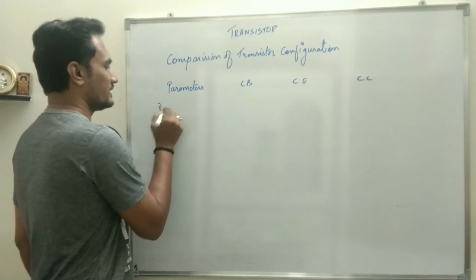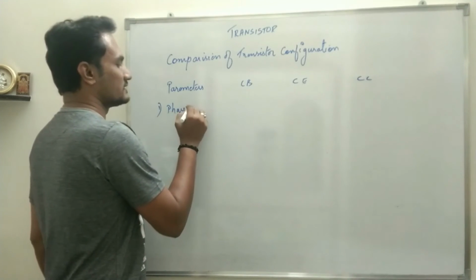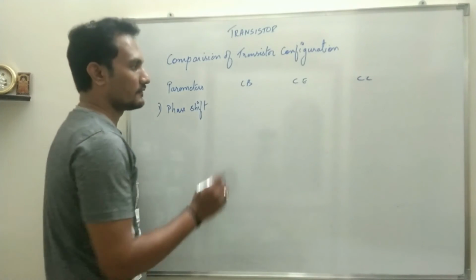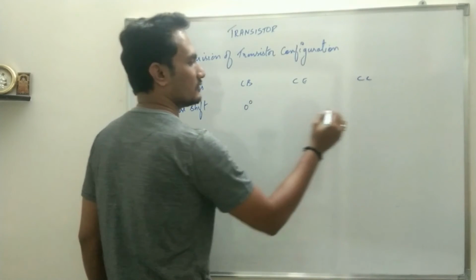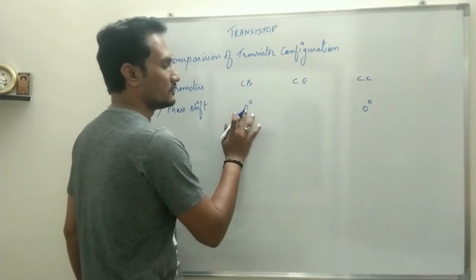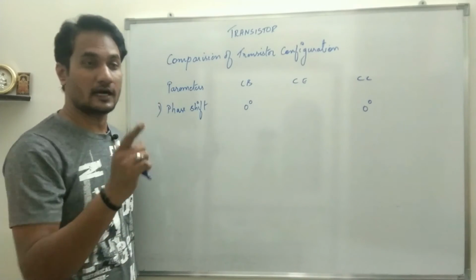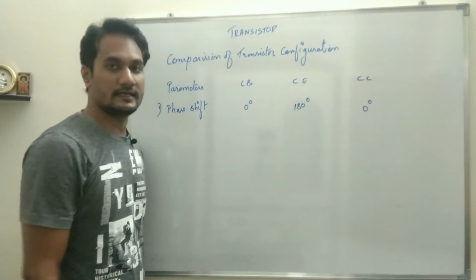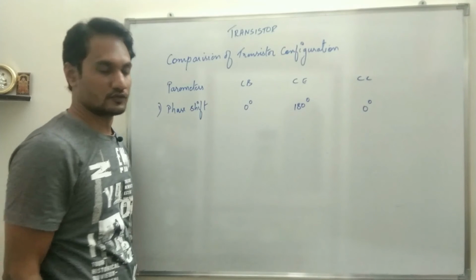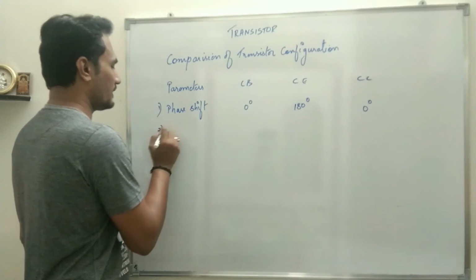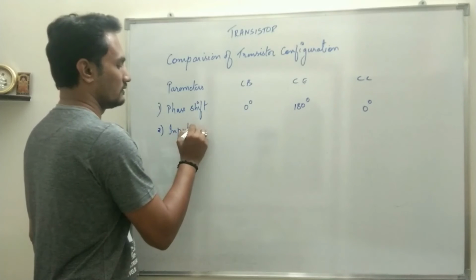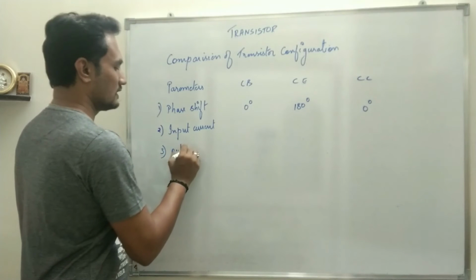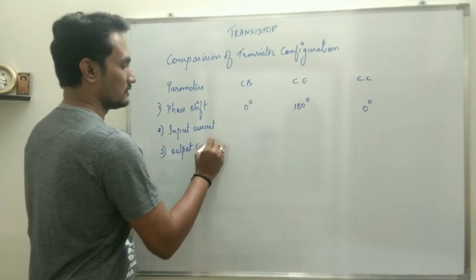So the first parameter is phase shift. Okay, and if you recall, in CB configuration there is 0 degree phase shift, in CC configuration there is a 0 degree phase shift between input and output, whereas in CE configuration there is a phase shift of 180 degrees between input and output. So that is the first parameter. Second parameter, input current. Let us write the third parameter also, which is output current.